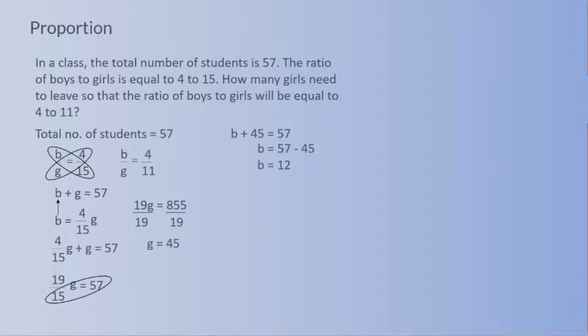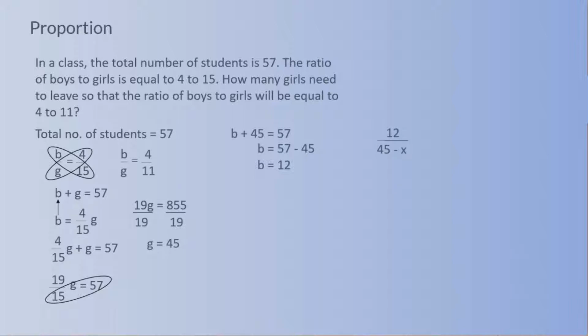Good. Now we know that in a class that's composed of 57 students, 45 of them are girls and 12 of them are boys. The question is, how many girls need to leave so that the new ratio of boys to girls will be equal to 4 to 11? So, we will need to have an unknown variable. We're going to use x as the number of girls that need to leave, and by using the ratio of boys to girls, 12 over 45 minus x.